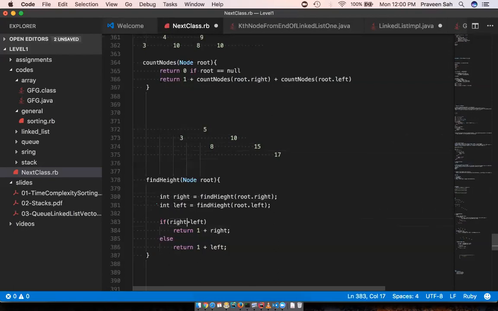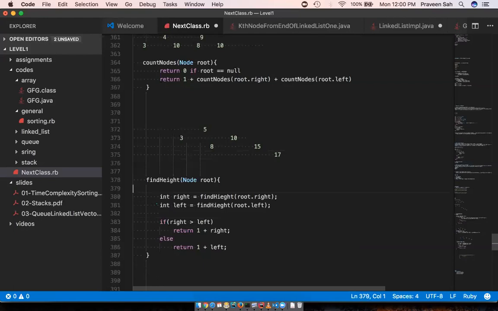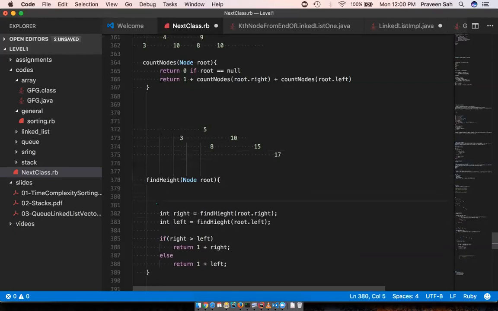Height of root we are calculating, and we first calculated the height of the right subtree and the height of the left subtree. Once we have both the heights, we check whichever is more, and we return that plus 1. Is that okay? Yes. Nice. So now we have the height of the tree as well.